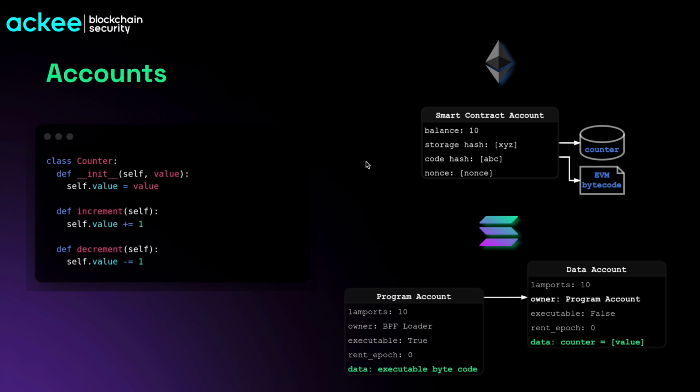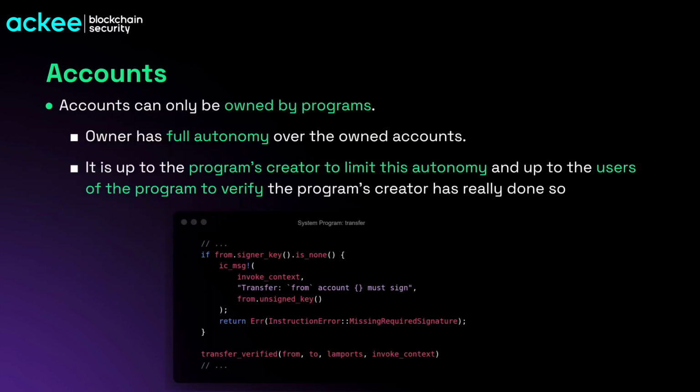Within those data accounts, there are also two types. One of them is system-owned accounts, and the other is PDA, or program-derived address, accounts. Each account is different in some way, and we'll be talking a little bit more about PDAs in our next lecture. So accounts can only be owned by programs. The owner of these accounts has full autonomy over the owned accounts, and it is up to the program's creator to limit this autonomy, and up to the users of the program to verify if the program's creator has really done so.